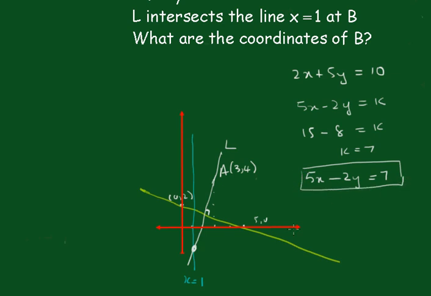But we know that x = 1 lies on it, so put 1 in for x, so 5 - 2y = 7, -2y = 2, y = -1. So that's the point (1, -1), the coordinates of B.